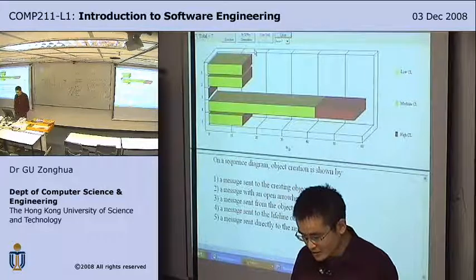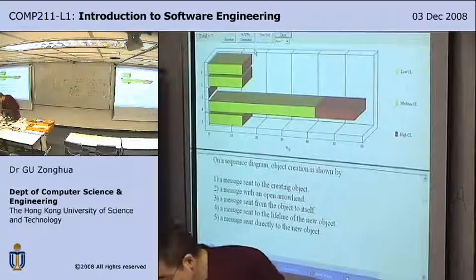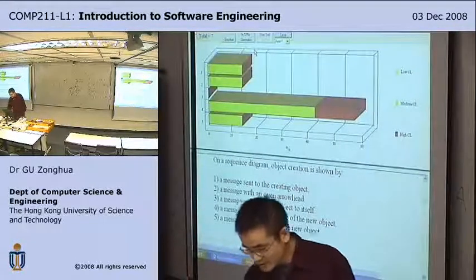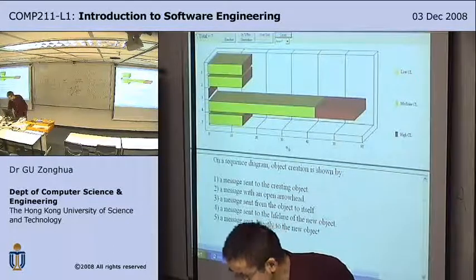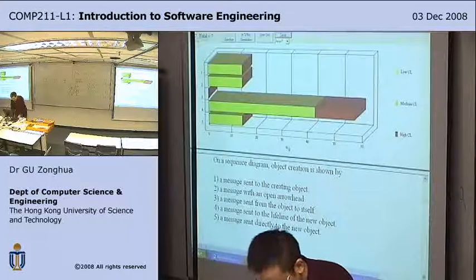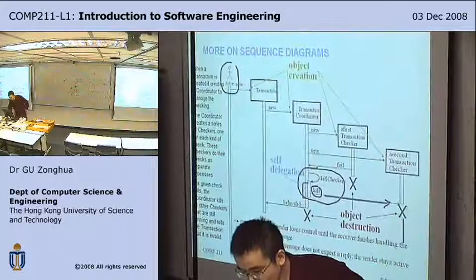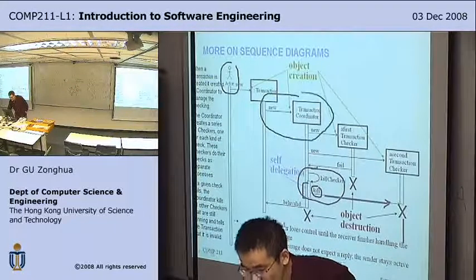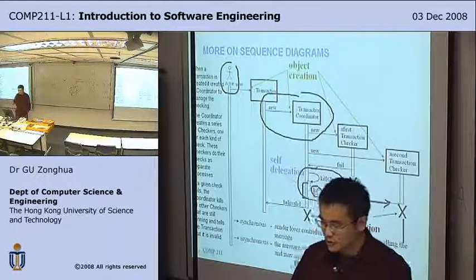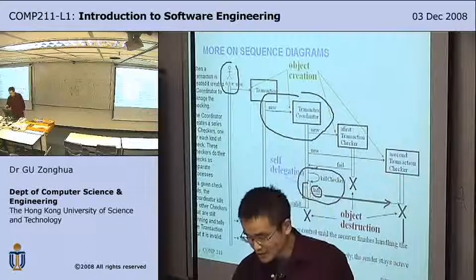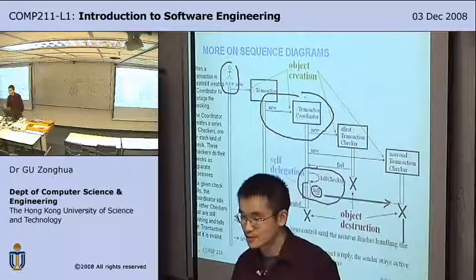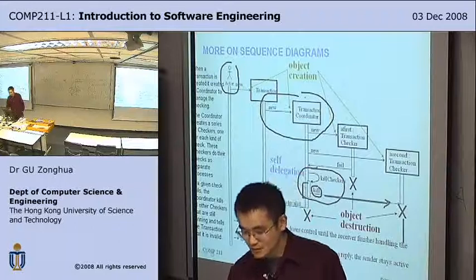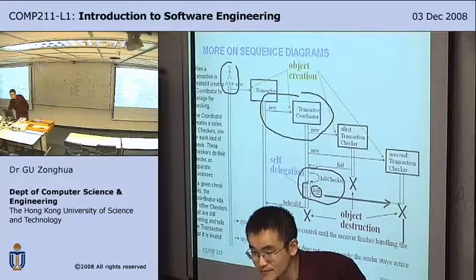So a message sent directly to the new object. So 5 is correct. Object creation is shown like this, right? You have an arrow pointing to the object box instead of pointing to a lifeline point.